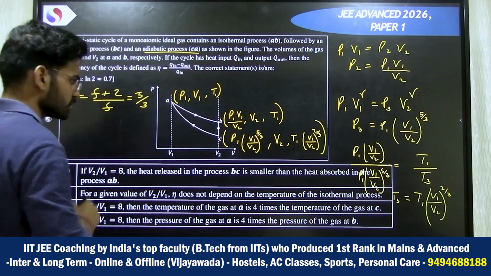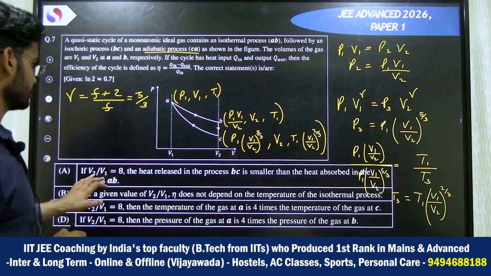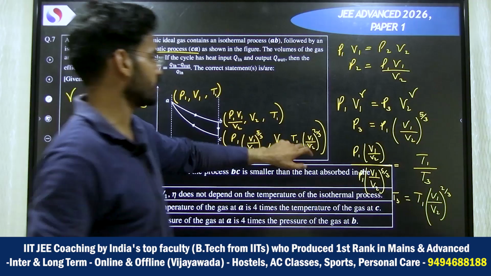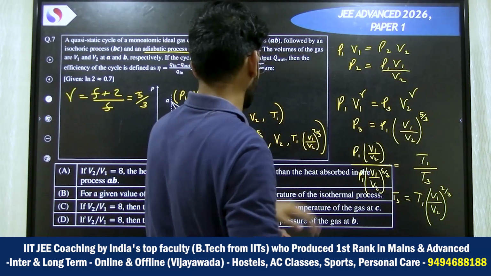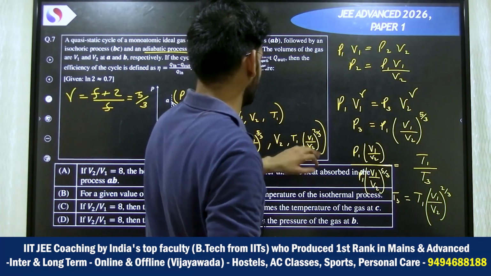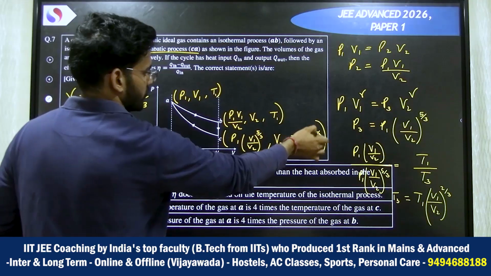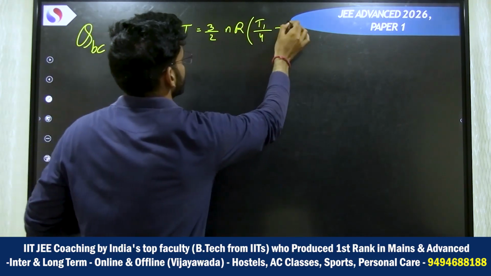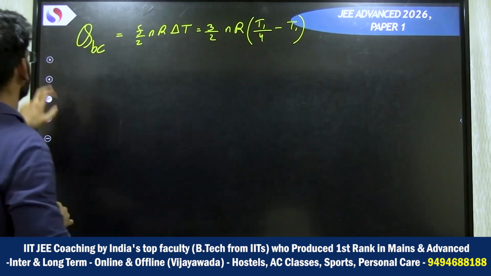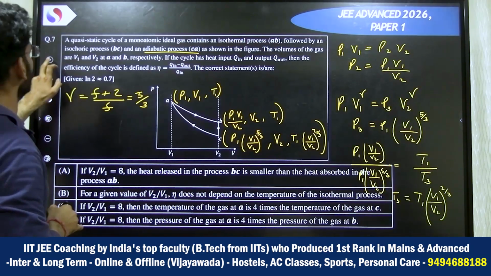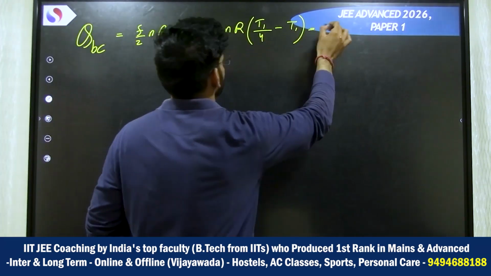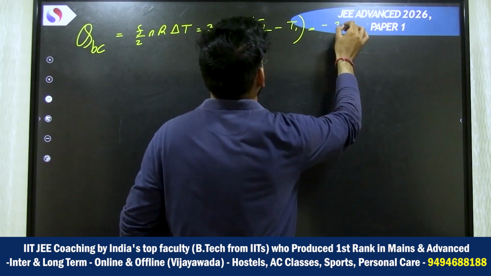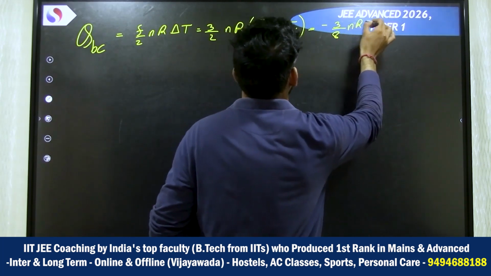So V2 by V1 is given, so V1 by V2 is 1 by 8. If you put that here, the final temperature is what? 1 by 8 to the power 2 by 3 gives 1 by 4, so T1 by 4 minus T1. Temperature change, so this will be minus 3 by 4 times 3 by 2, that is minus 9 by 8 nRT1.